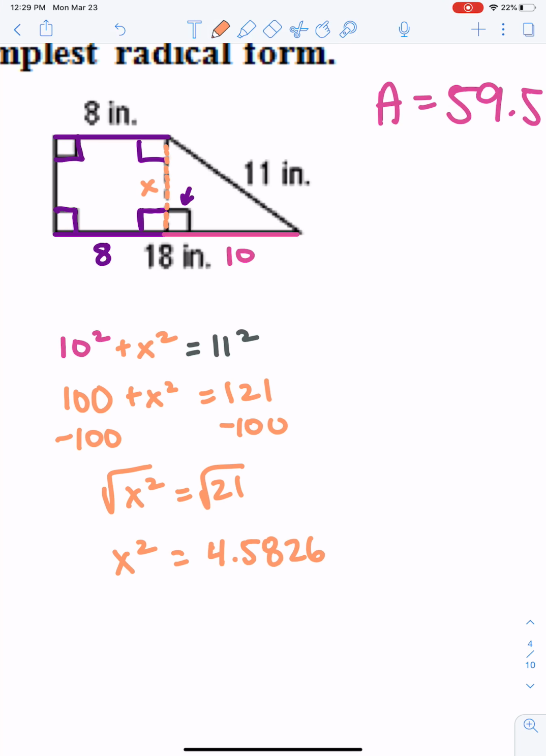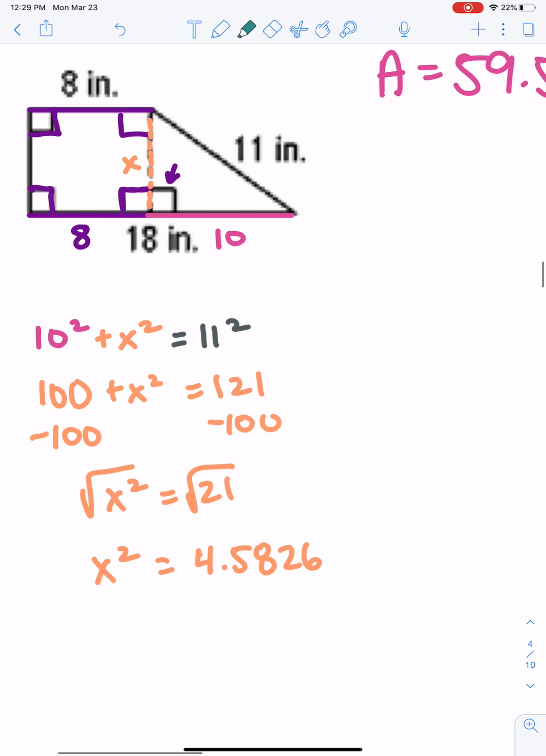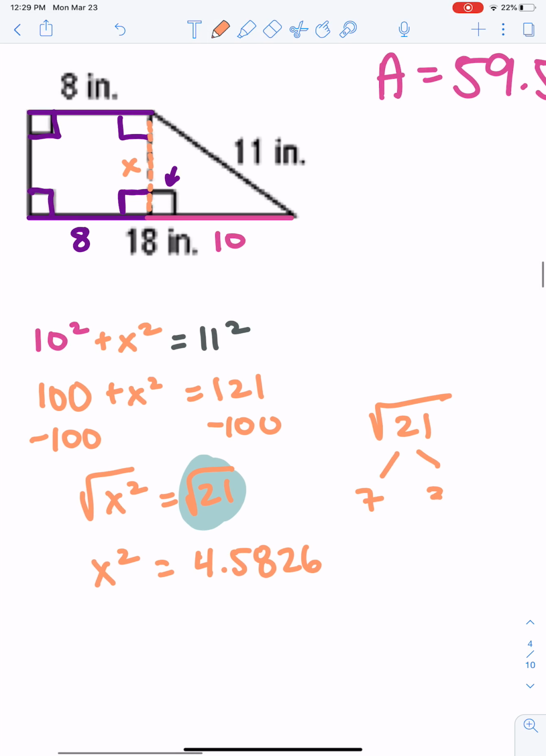4.5826. Again, if you want the ACT answer, it would stay square root of 21 because 21 breaks down into 7 and 3. None of those have matches. So either x equals 4.5826 or the square root of 21. That would be the ACT way.